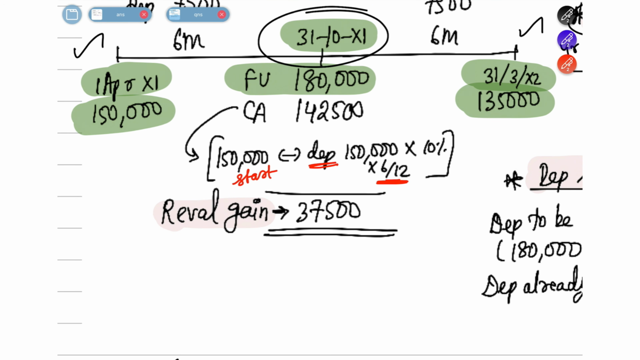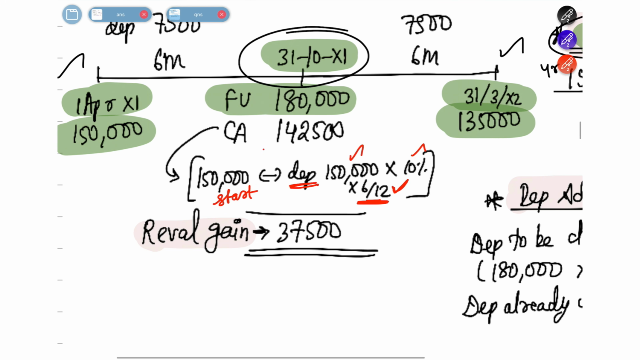So you have to do depreciation for 6 months. So 1,50,000 into 10% is the depreciation rate, but you should not do it for the whole period, only for the 6 months period. If you depreciate for 6 months, your carrying value as on 31st March is going to be 1,42,500.